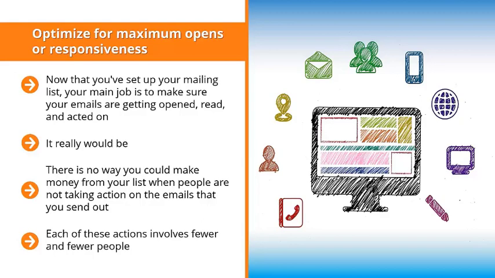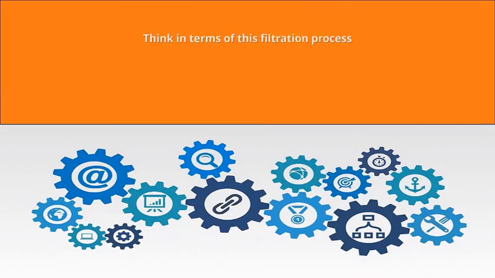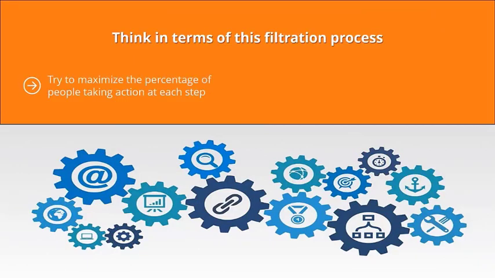Each of these actions involves fewer and fewer people. You can start with 1,000 people on your list and end up with only 100 people opening your emails. Of those people, only 20 might end up clicking on the link included in the body of your email. Think in terms of this filtration process. Try to maximize the percentage of people taking action at each step. Start out with a large base of list members. Try to maximize the number of people opening your email and then work to increase the number of people reading through your emails and clicking through to your target website.